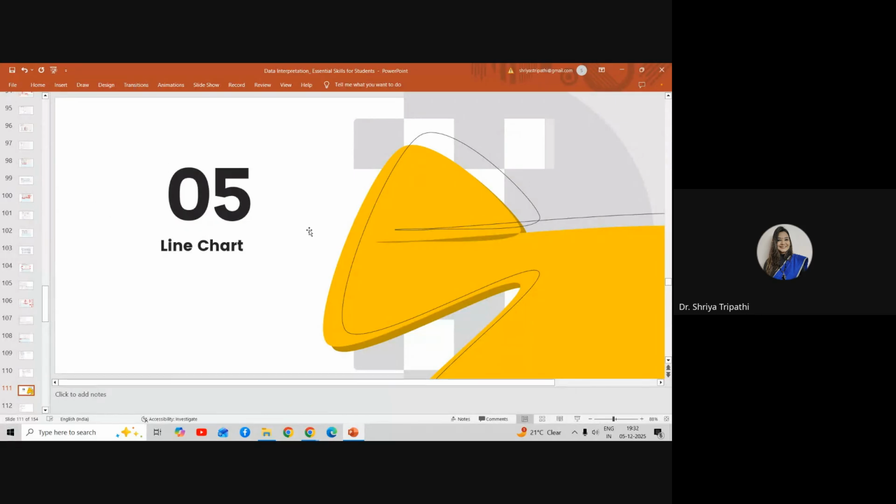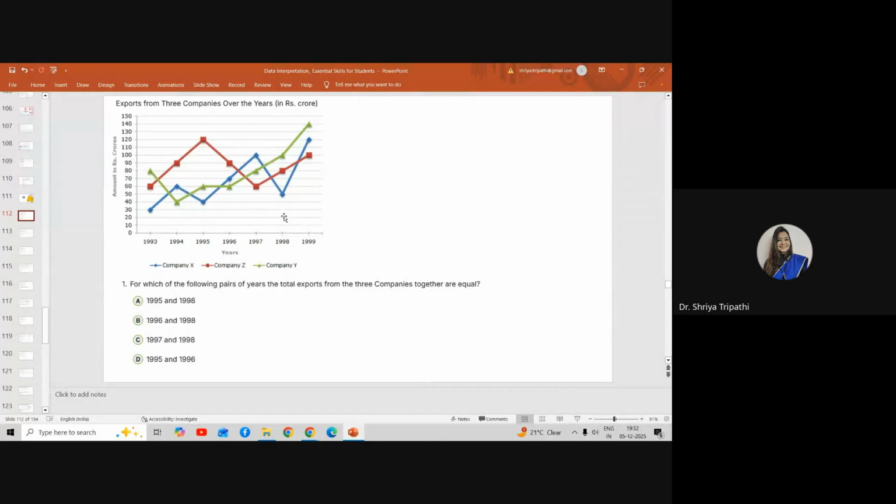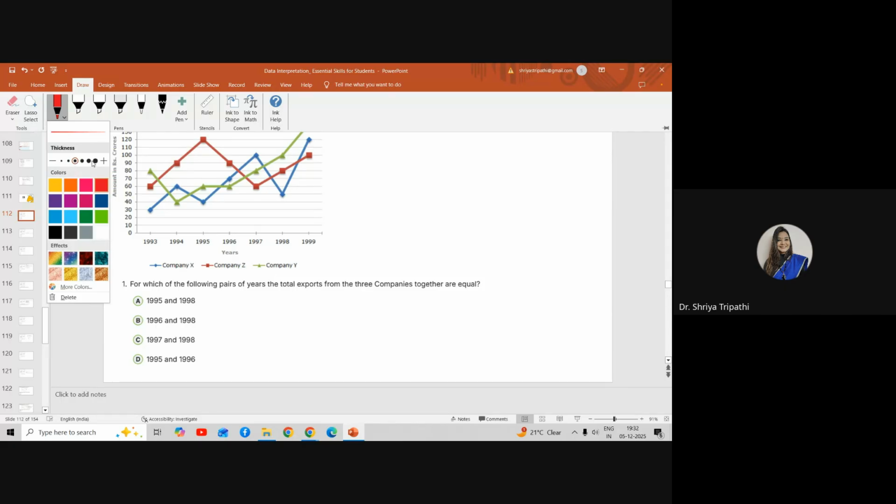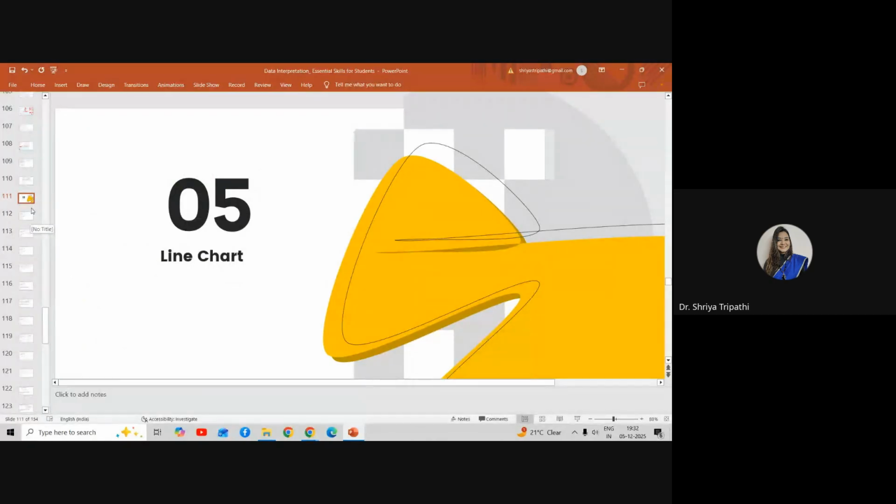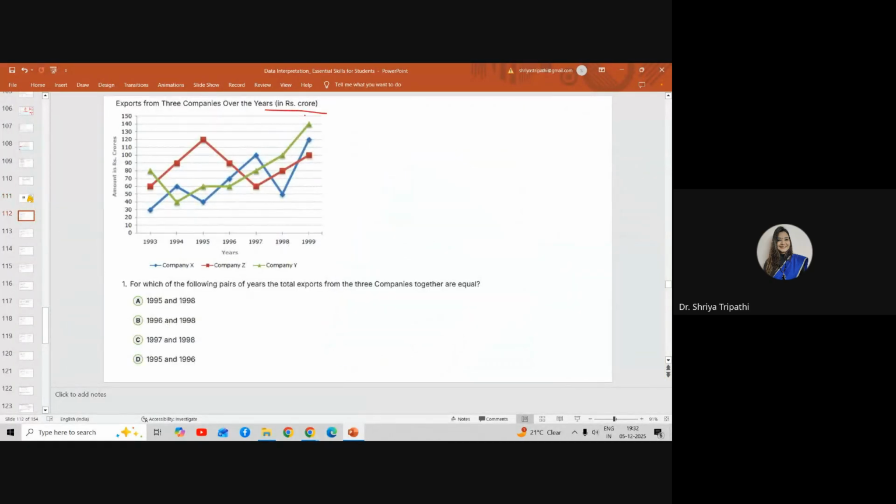Fine. Okay, so the next topic which we'll cover today is regarding the line chart. Now, as we discussed earlier, whenever there's time series being concerned, we have line charts, right? So let's solve a few problems of line chart. Here is an example demonstration being given, exports of three countries over the year. Again, please be very careful, I repeat, with the unit being given. Here the unit is being given in crores.